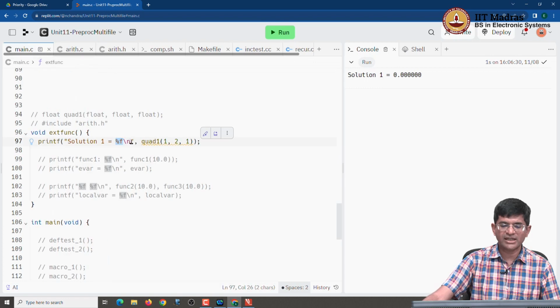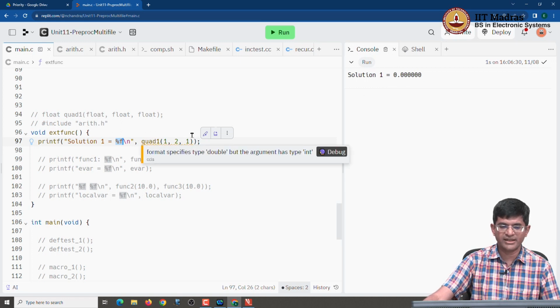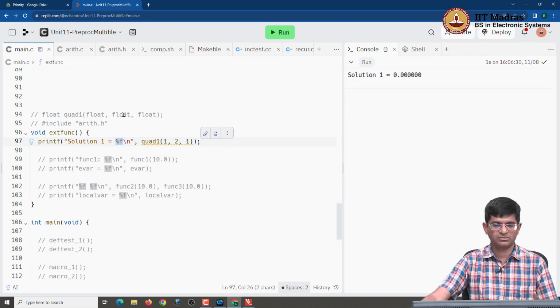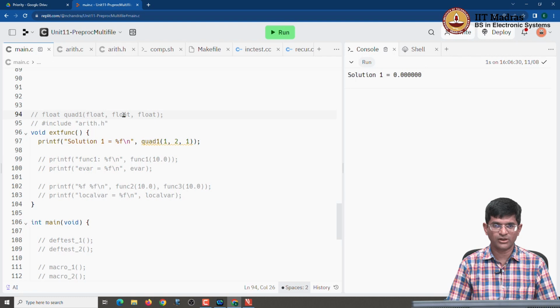The point is, when I compile main.c, I have no knowledge of what quad1 looks like, which is why it ended up thinking of it as an integer, going ahead and compiling it, calling the correct function with the wrong parameters, getting back the wrong result, and trying to print it out as a float. The net result was that we were lucky that it at least ran without crashing, or probably unlucky because it didn't tell us that there was something wrong. How do I fix this?